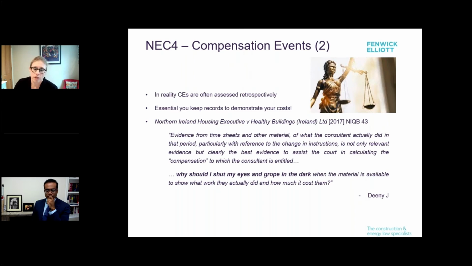So this is the famous Northern Ireland Housing Executive case, which gets quoted in pretty much every NEC adjudication I seem to do. And I love this quote: "Why should I shut my eyes and grope in the dark when the material is available to show what work they actually did and how much it cost them?" So again, it's just thinking about keeping your records. We all hope things are going to be agreed at the time, but in case they aren't, you need to be prepared.